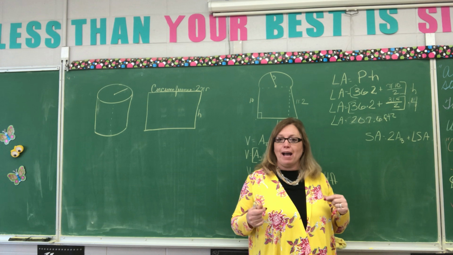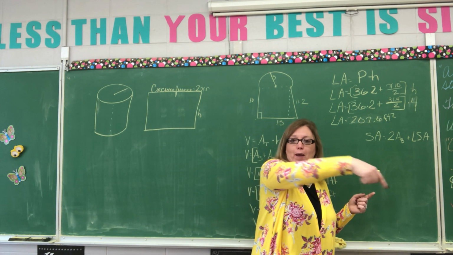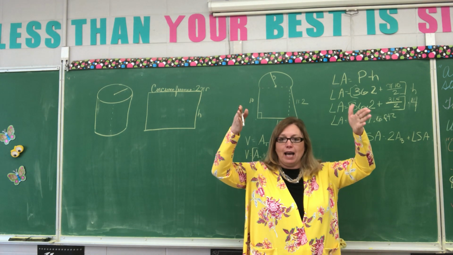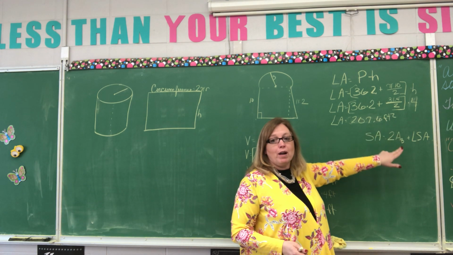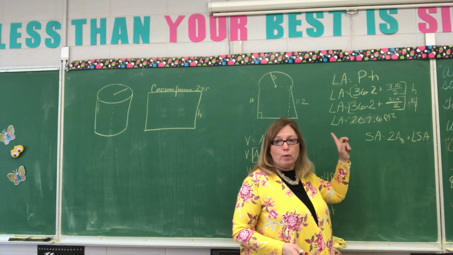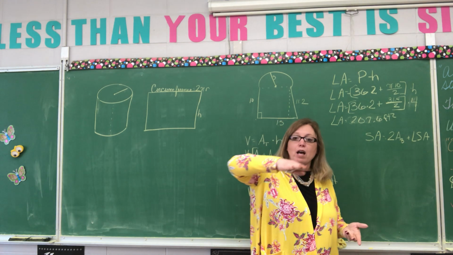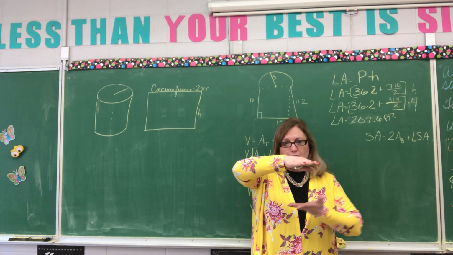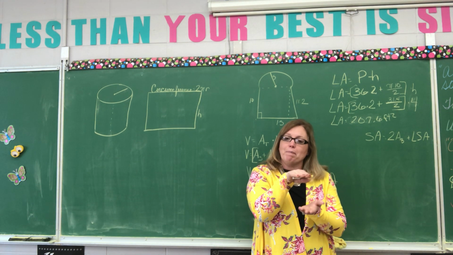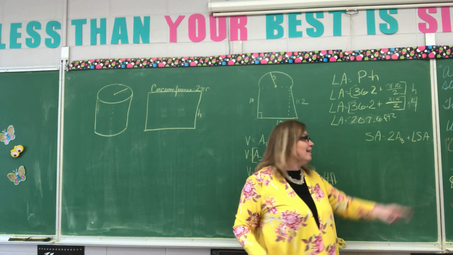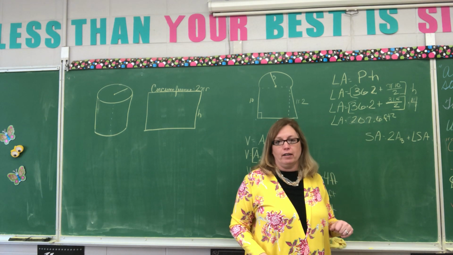Okay, so let's go back. Lateral surface area is the perimeter times the height. That gives me the lateral area. Okay, when I want to find the surface area of a weird shape, find the area of the top, which is also the area of the bottom. Find the area of one of those, multiply it by 2, and then add your lateral surface area.